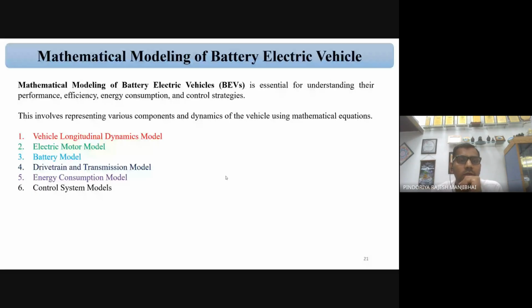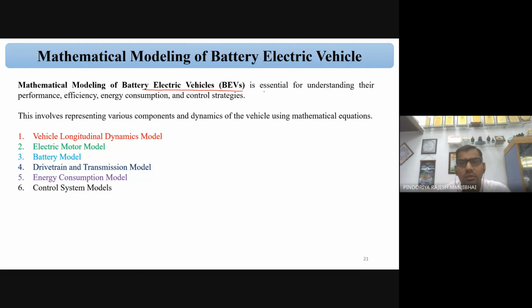Okay, any other question? Any more questions from the other students? Okay. So, mathematical modeling of battery electric vehicle, the most important part. We have to do the mathematical modeling of the EV, correct? So, the mathematical model of the battery operated electric vehicle. Any confusion? Any query?